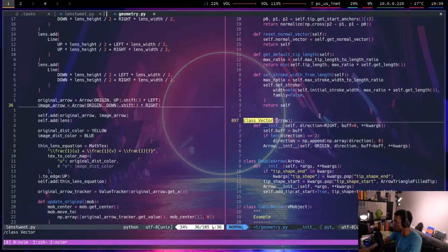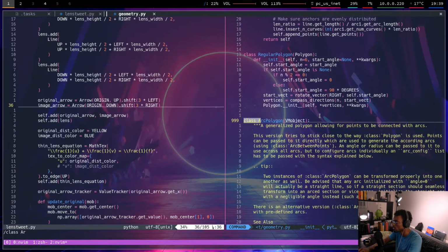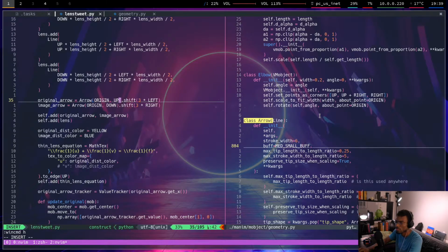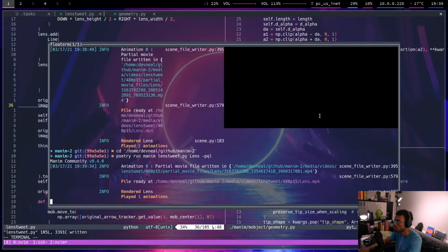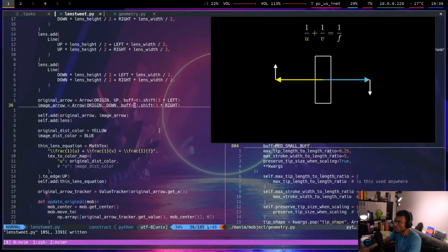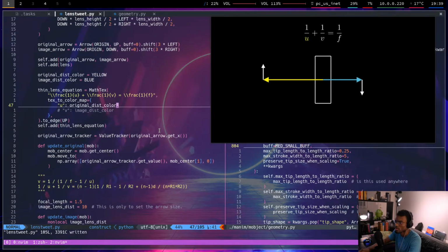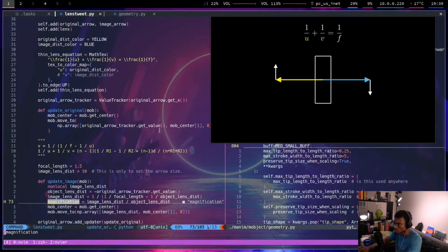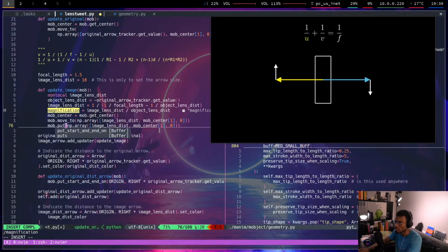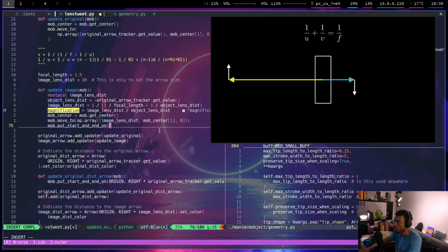Self.buff equals buff. Buff equals 0 by default. Oh, this is a vector. For arrow, the buff is medium small buff by default. So maybe I can just put the buff to 0 here. Okay. So now, here's the magnification. I do mob dot put start and end on.